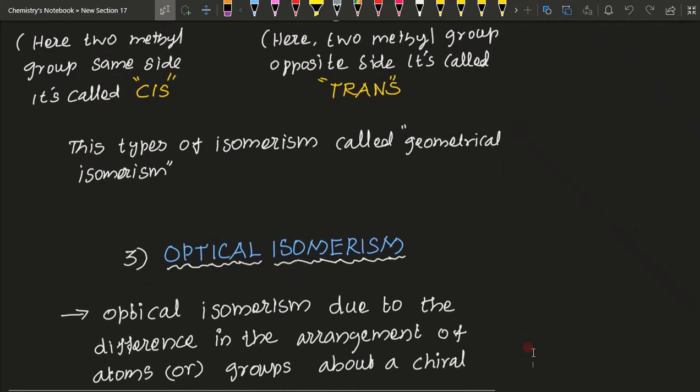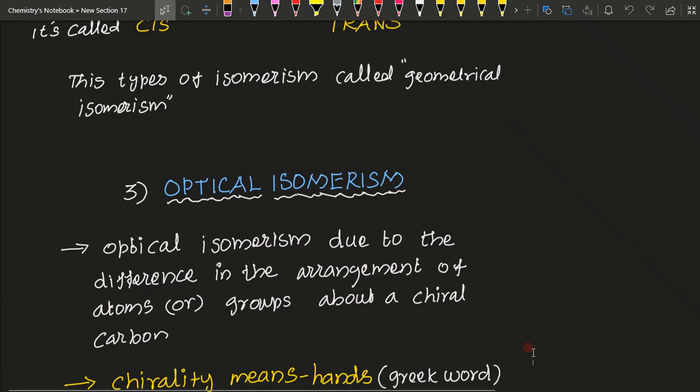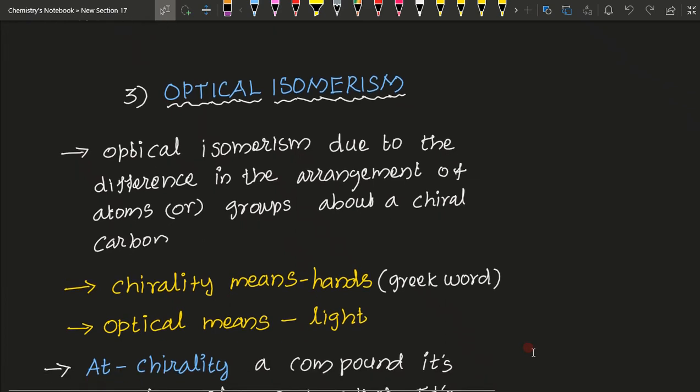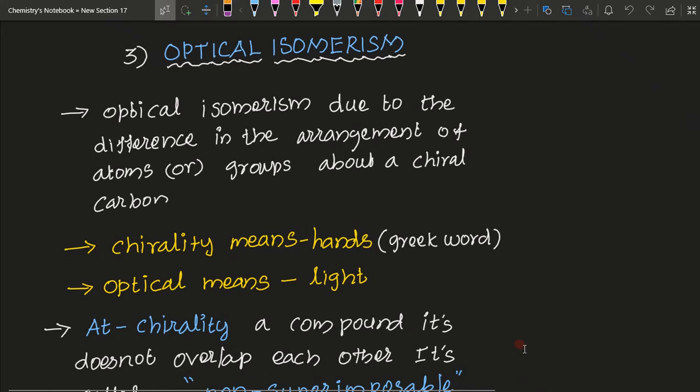Next, third one, optical isomerism. What is optical isomerism? Optical isomerism is due to the difference in the arrangement of atoms or groups about a chiral carbon. See, chiral carbon. Here chiral or chirality means hand in the Greek word. Optical means light.